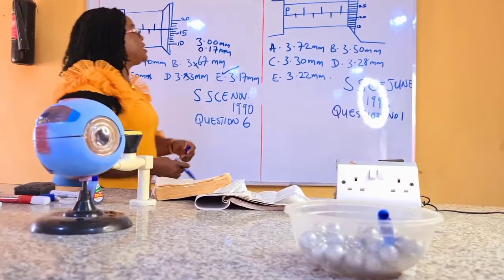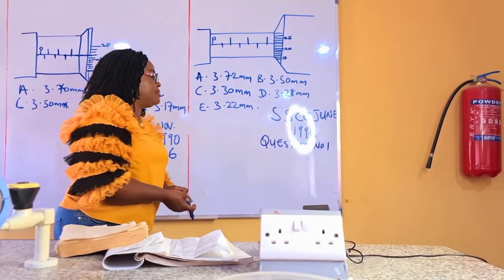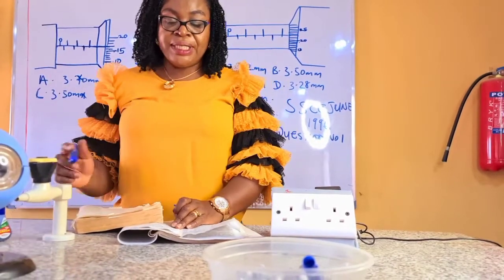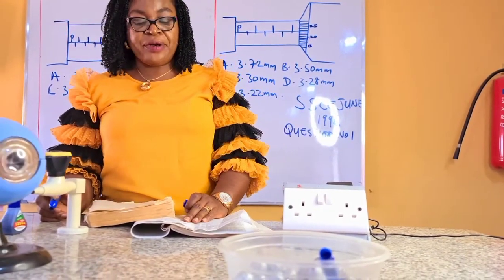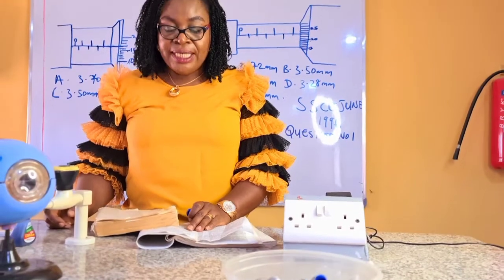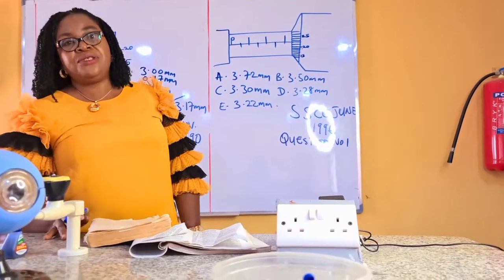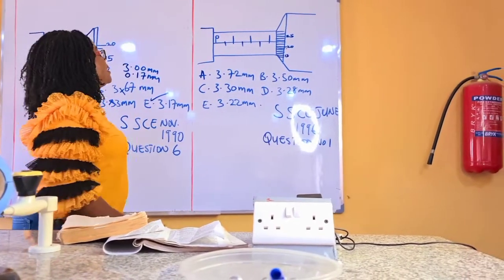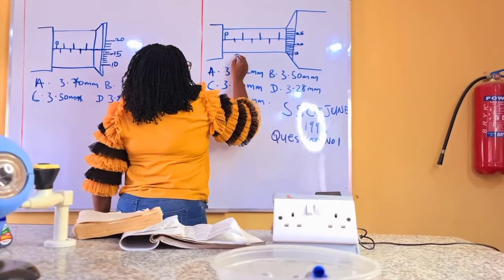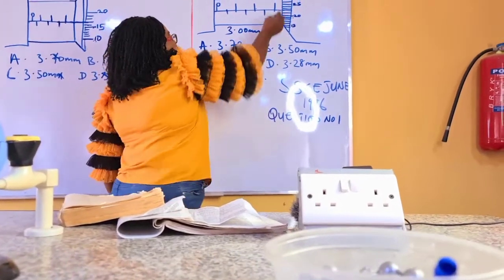In the same way, we go to the second question there. We have this from SSCE June 1996, question number 1. The question says, the diagram below represents a portion of a micrometer screw gauge in which the horizontal scale is in millimeters. What is the reading on the instrument? We have this also. Here you have 0, 1, 2, 3. So, see 3.00 millimeters.